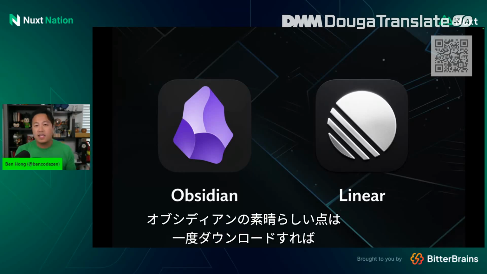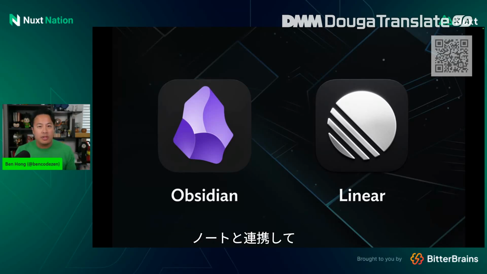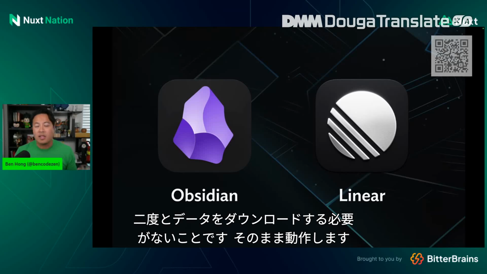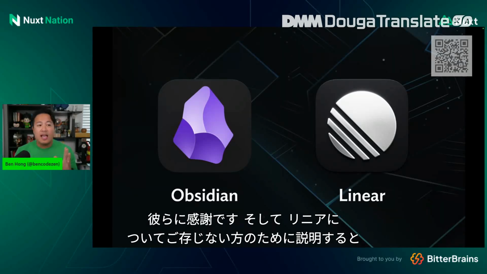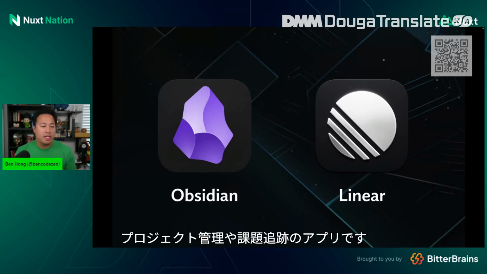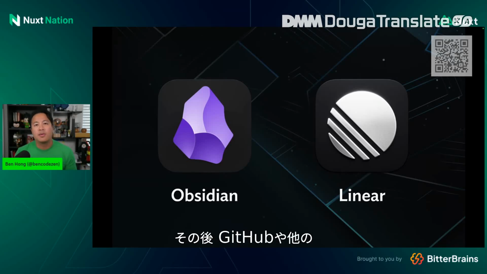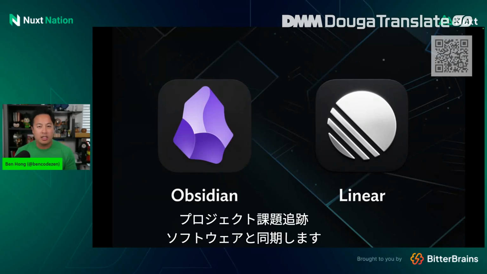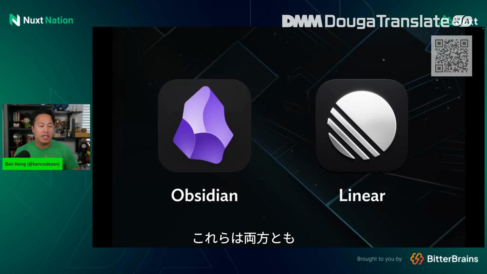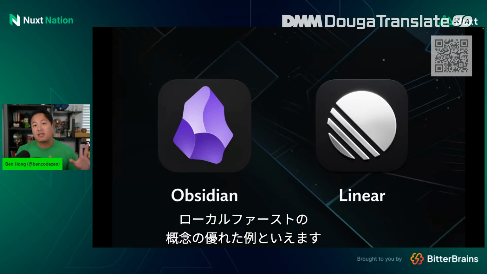And the great thing about Obsidian is that once you download it and it works with your notes, you don't ever have to download and update again. It just works. And so shout out to them on that. And Linear, for those who don't know, is a sort of project management issue tracking app. And they have a similar principle as well, where everything works offline, and then it will sync to GitHub or whatever project issue tracking software you're using. But both of these are proponents of and solid examples of this concept of local first.